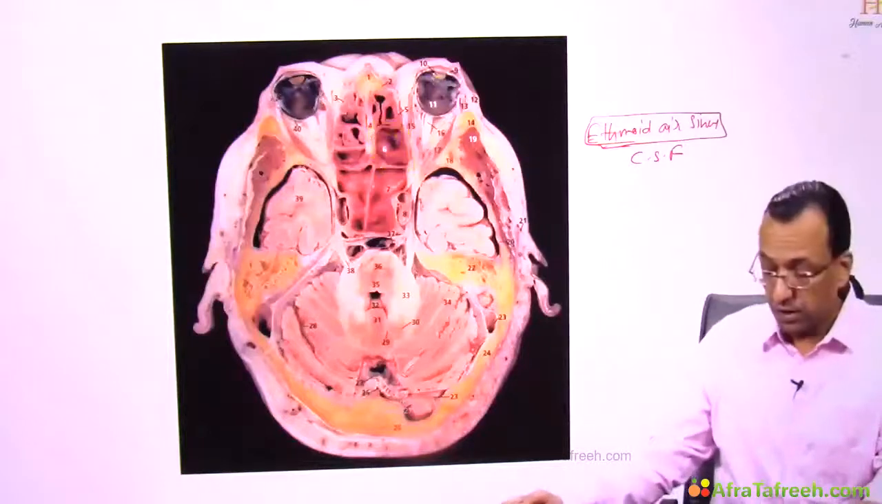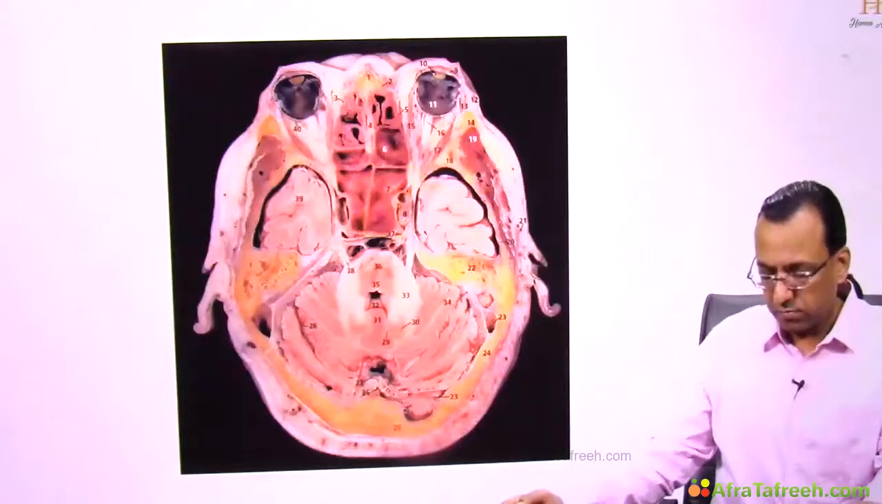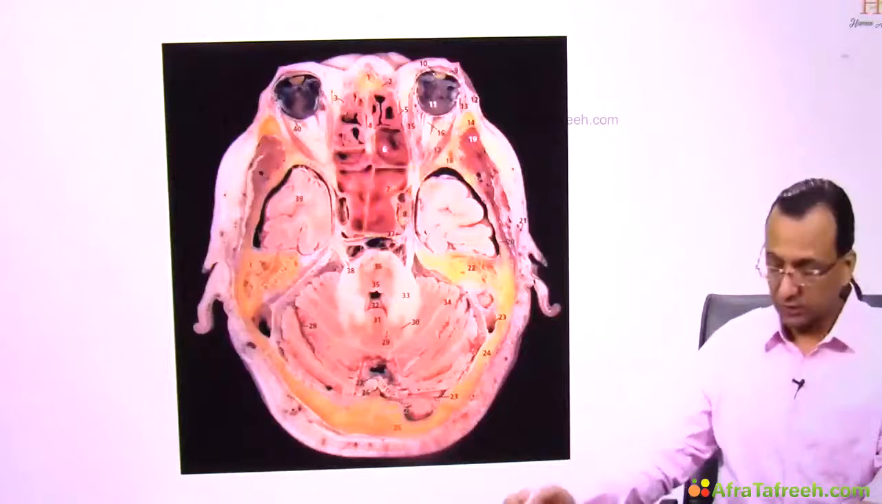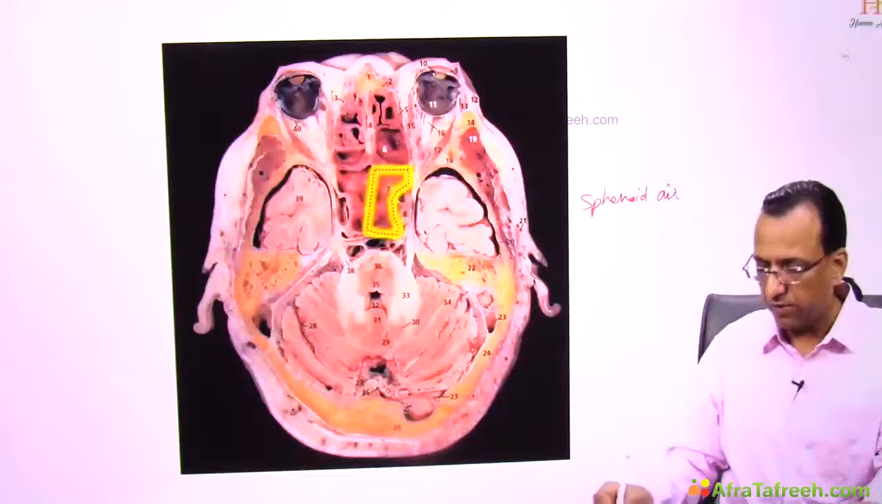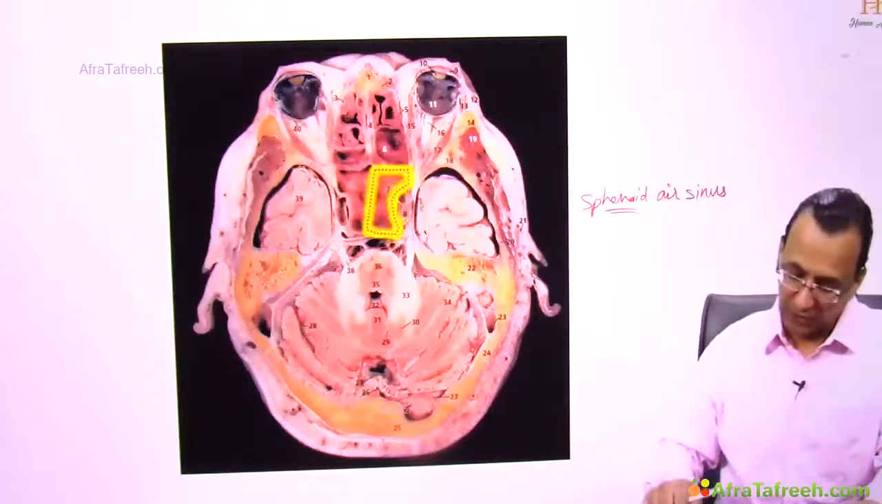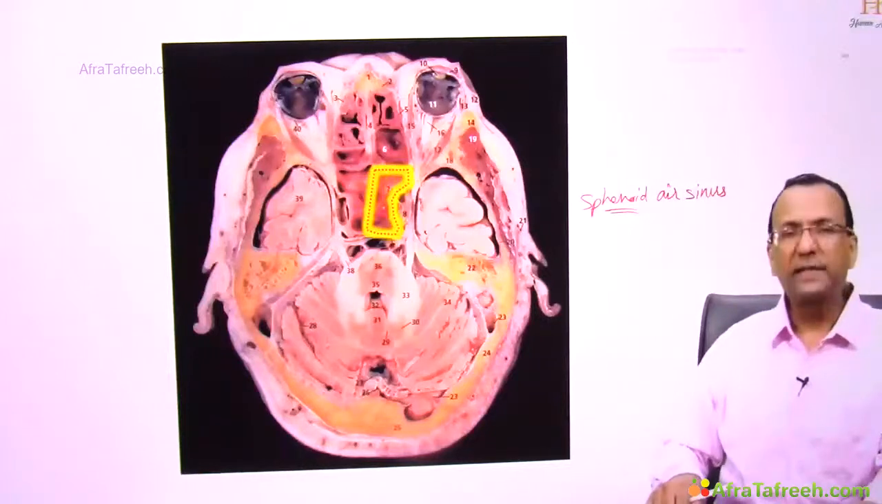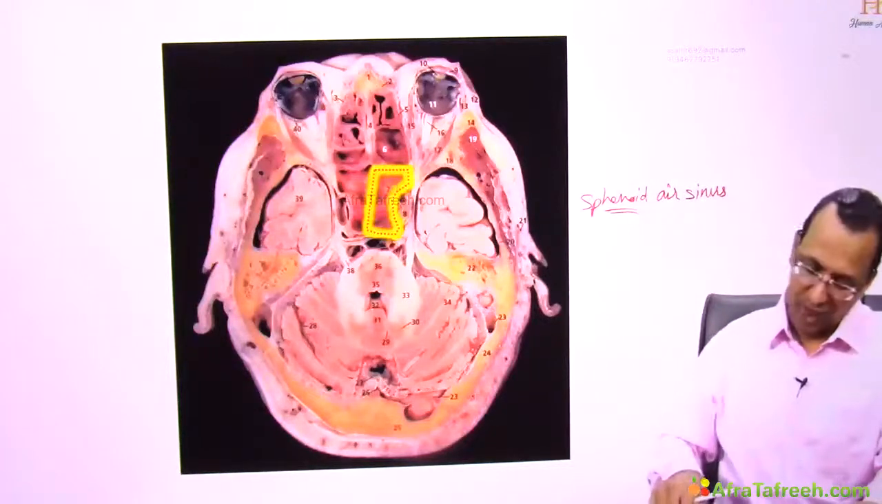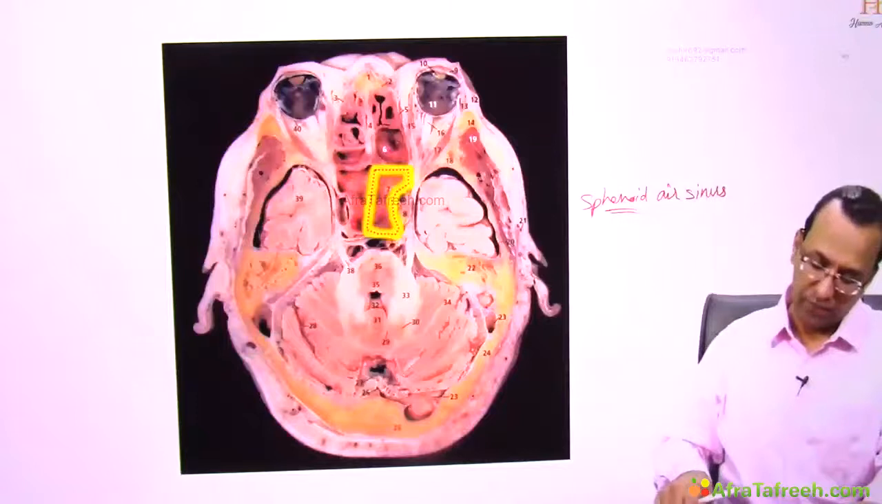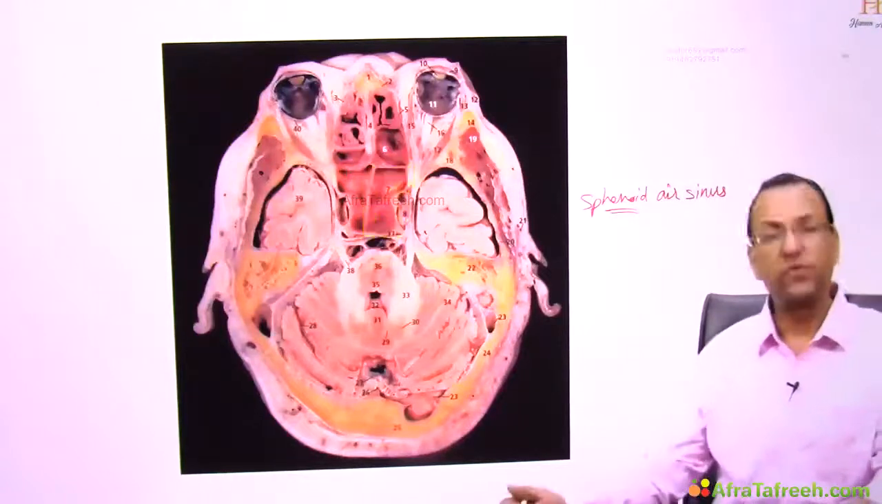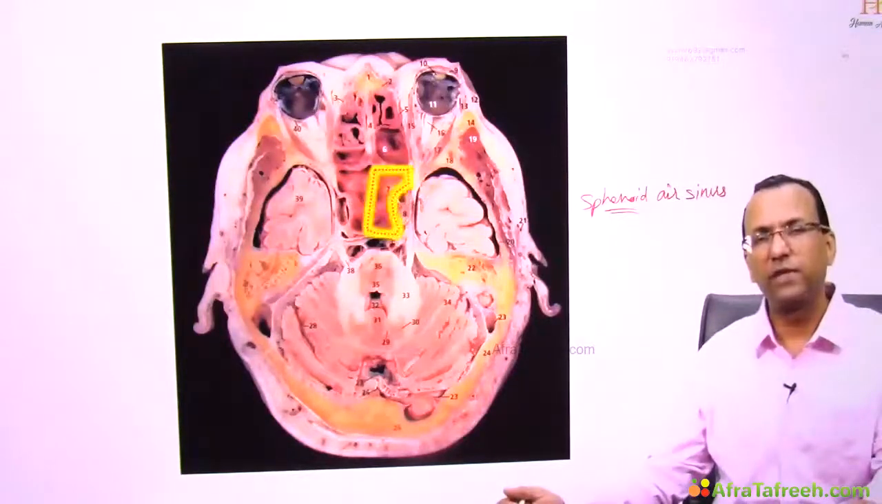This sinus will be filled with CSF in case of a fracture. What is this? This is the sphenoid air sinus. If this is the sphenoid air sinus, then is the sphenoid bone also a pneumatic bone? Yes. This is the right half of the bone, this is the left half, and this is the sphenoid bone, which is a pneumatic bone filled with air.